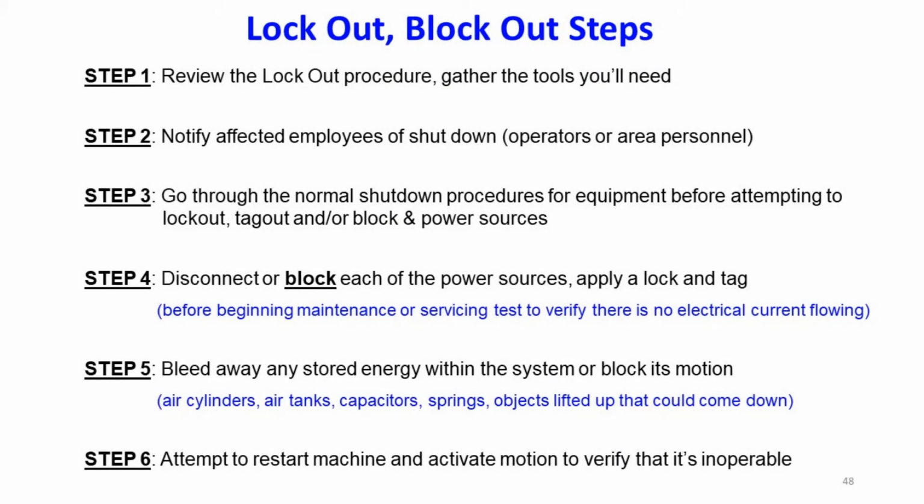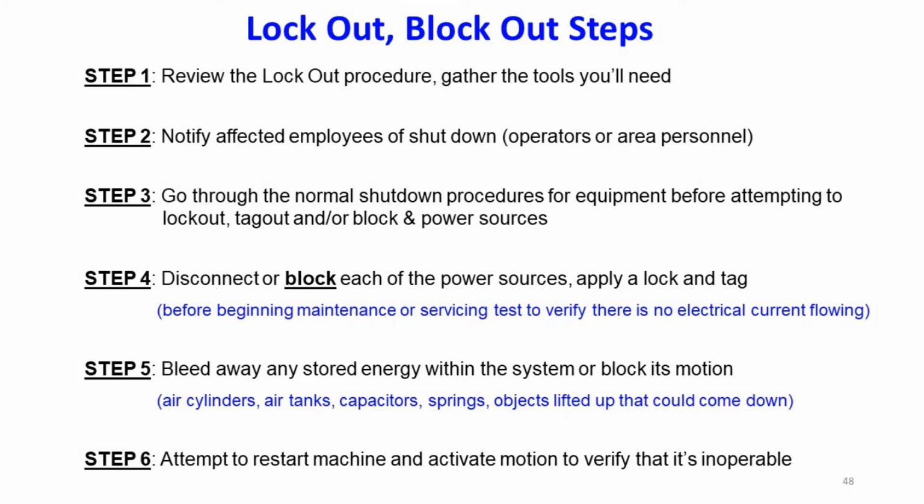Now that we understand when locking out and blocking out a machine is required, here are the basic steps for every lockout or blockout. Step number one, review the lockout procedure, gather your tools that you'll need. Number two, notify the people who will be affected by the lockout. Number three, go through the normal shutdown procedures at the control panel. Tripping a light curtain or punching an e-stop does not de-energize the machine. It only stops the motion temporarily.